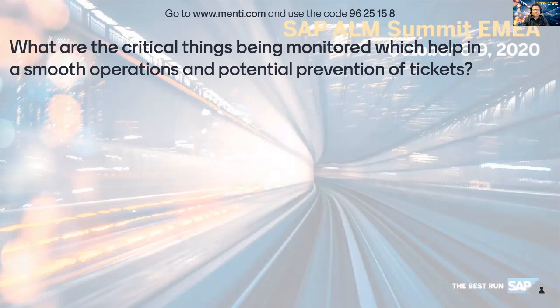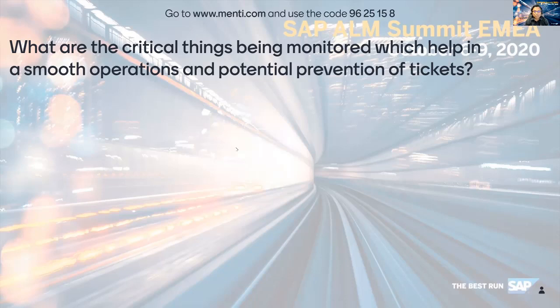What are the critical things being monitored which help in smooth operations? So this is specifically if you are also doing AMS in the cloud for your customers as a partner. That means you're helping in their monitoring, you're potentially managing their incidents and stuff like that, and then you would want to leverage some metrics around this. So potential prevention of tickets and so on and so forth. So in case you have such a scenario, feel free to provide us some feedback here. I hope you got the context. So this is specifically when it comes to cloud operations.